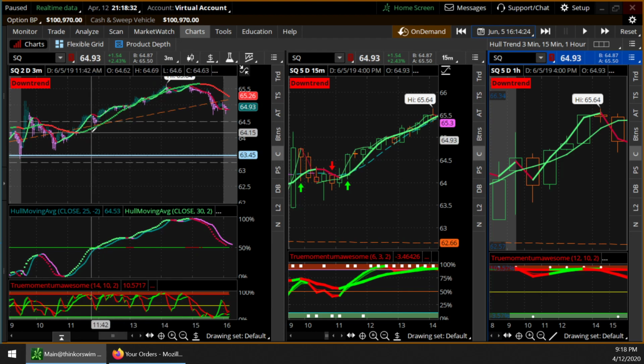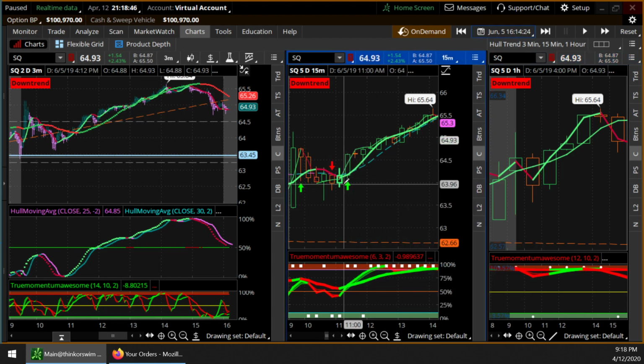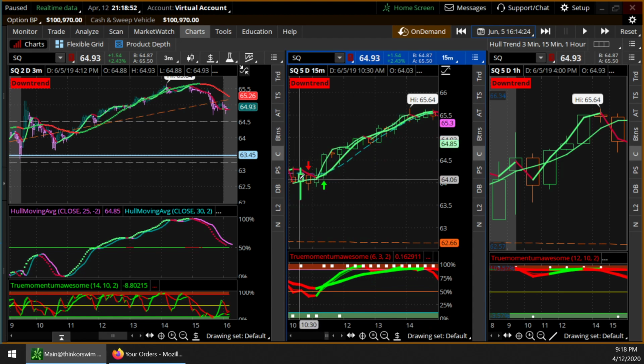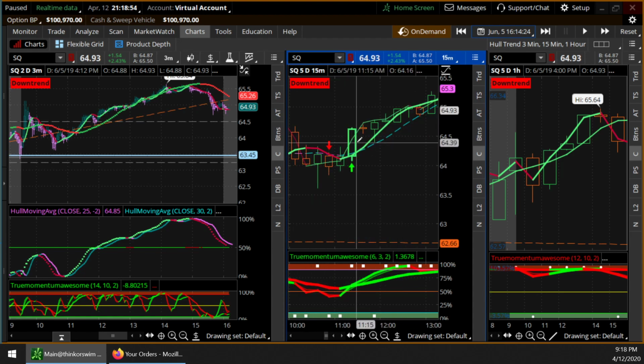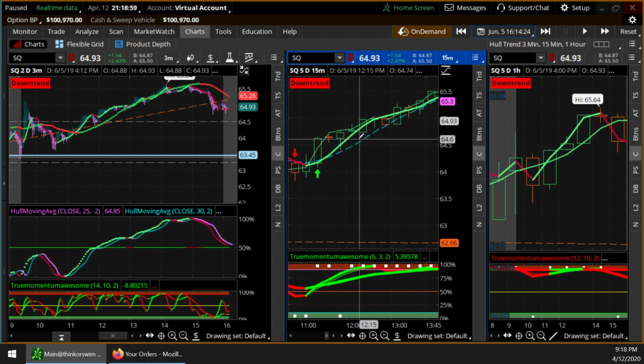And if you want to be able to hold the position, you can either watch the 3 minute to hold it, or if you want to hold it for a longer time, watch your 15 minute. As long as this 15 minute is moving up and this 4 hall stays green, you can stay in your position. As soon as that 4 hall turns red, you can go ahead and sell out for a quick scalp if you want, or if you want to keep holding it, if that 10 hall is green, you can keep holding it.